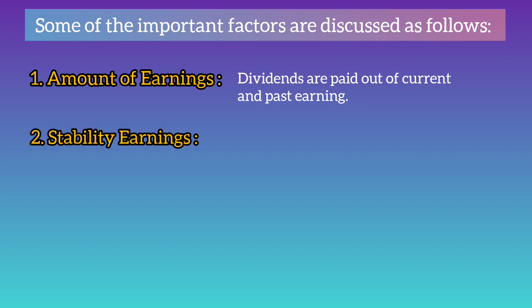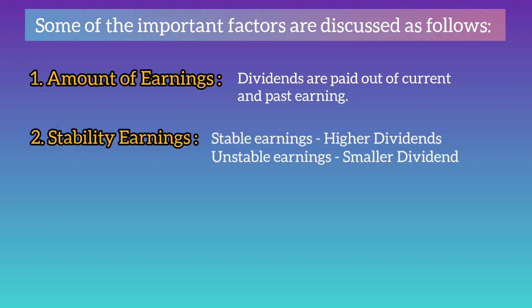Second is stability of earnings. Other things remaining the same, a company having stable earnings is in a better position to declare higher dividends. As against this, a company having unstable earnings is likely to pay smaller dividends.